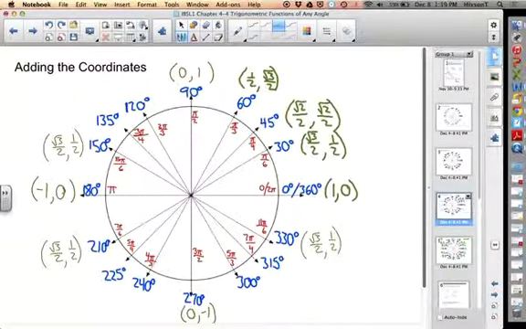Over here, which coordinate's negative in the second quadrant? X. All students take calculus. So, how about down here? Both negative. They're both going to be negative. And in the fourth quadrant, y, which is our sine, is going to be negative.